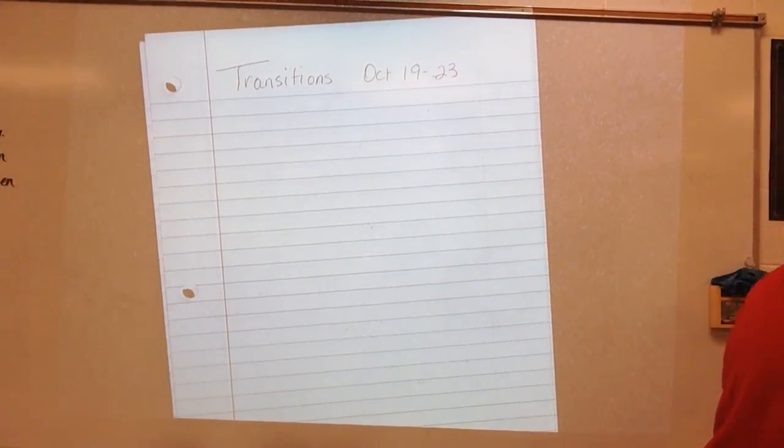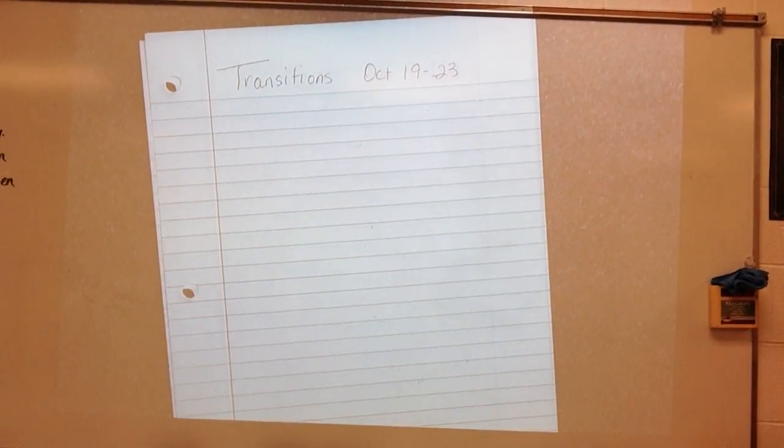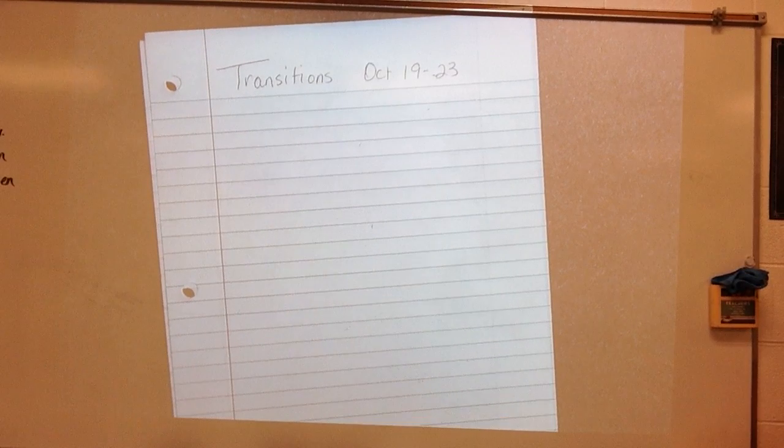Alright, this is October 19th to the 23rd. So we're going to look at number lines and absolute value today. The number line is a convenient way to visualize the order properties of real numbers. You've talked about number lines since you were probably in kindergarten.